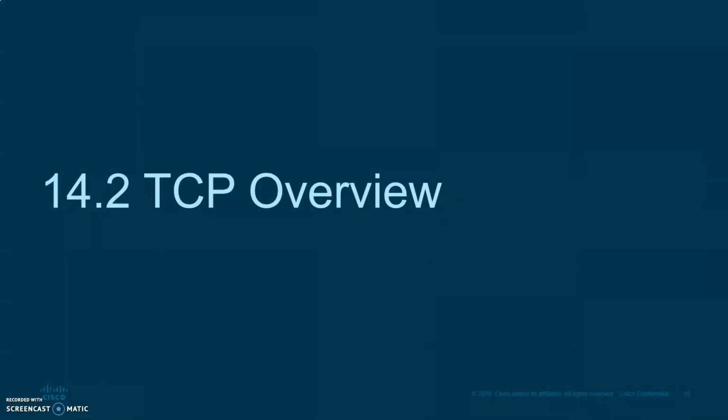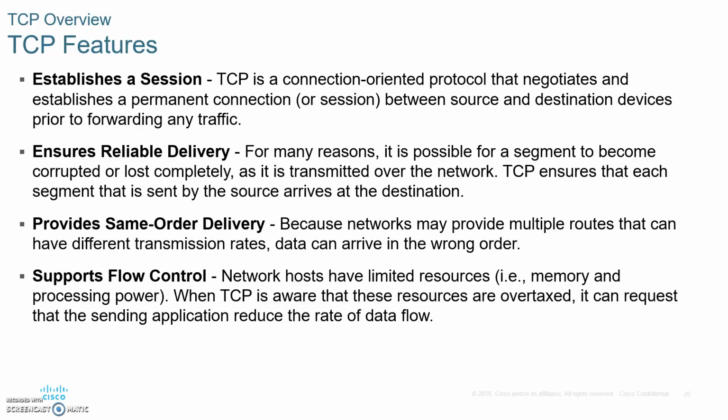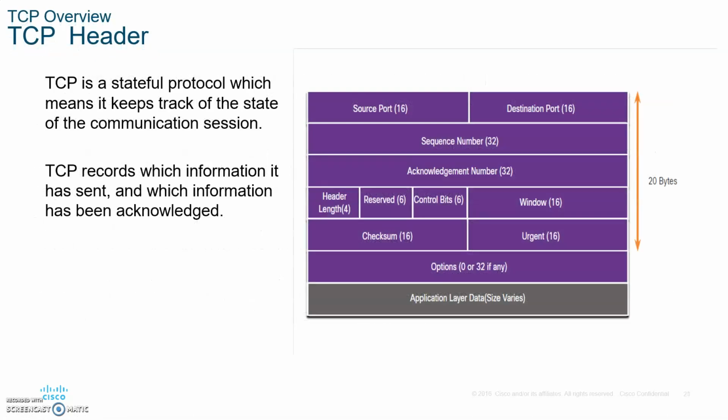All right, so with TCP, you're going to establish a session. You're going to ensure that the data reaches there. You're going to make sure that everything is in order when it gets there, and you're going to control the flow of the data. All right, so write these down, the TCP/IP features: establishes sessions, ensures reliable delivery, provides same order delivery, and supports flow control.